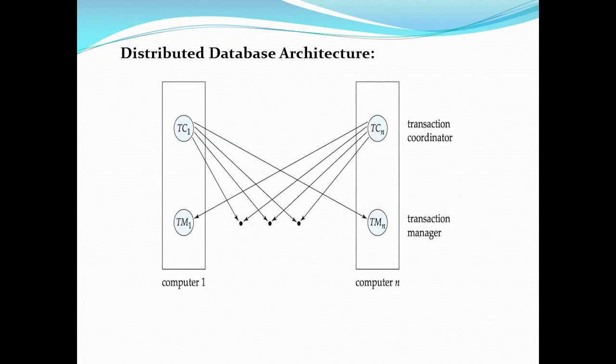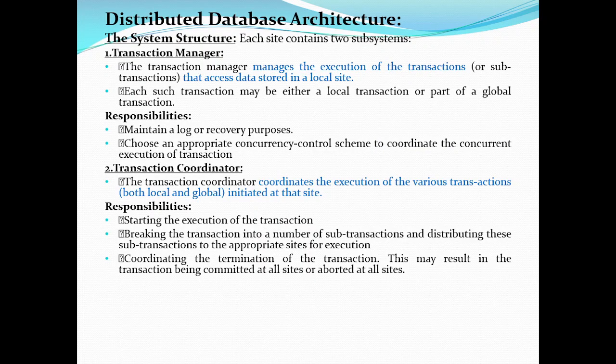Now let us see the distributed database architecture. So we have TC1, then TM1. So we have TCN and TMN. So from 1 to N we have N number of transaction coordinators and N number of transaction managers, and we can see how they are linked to each other in the case of distributed database architecture.